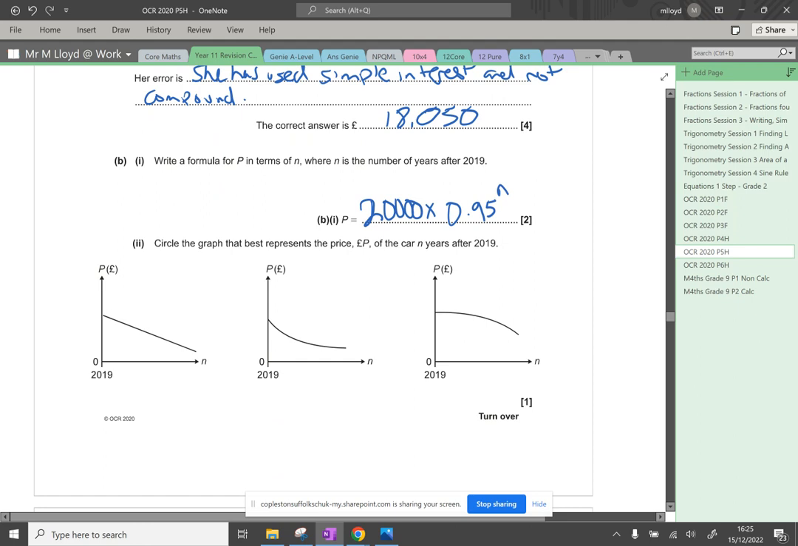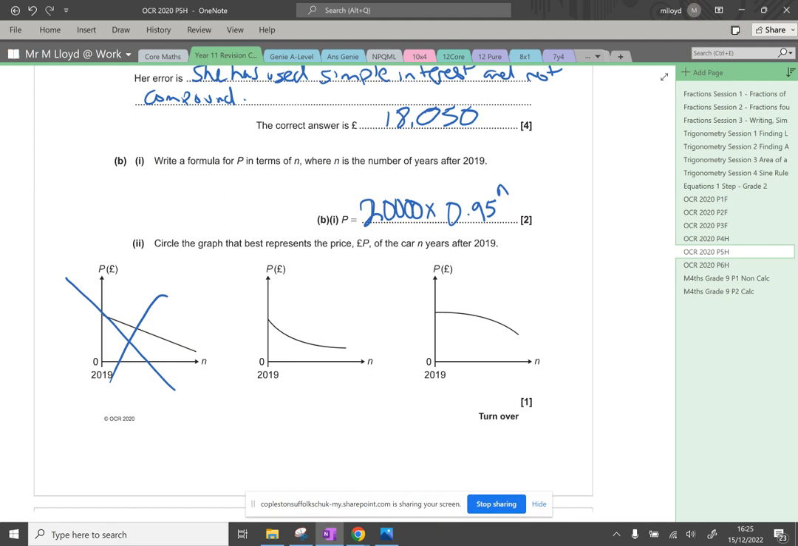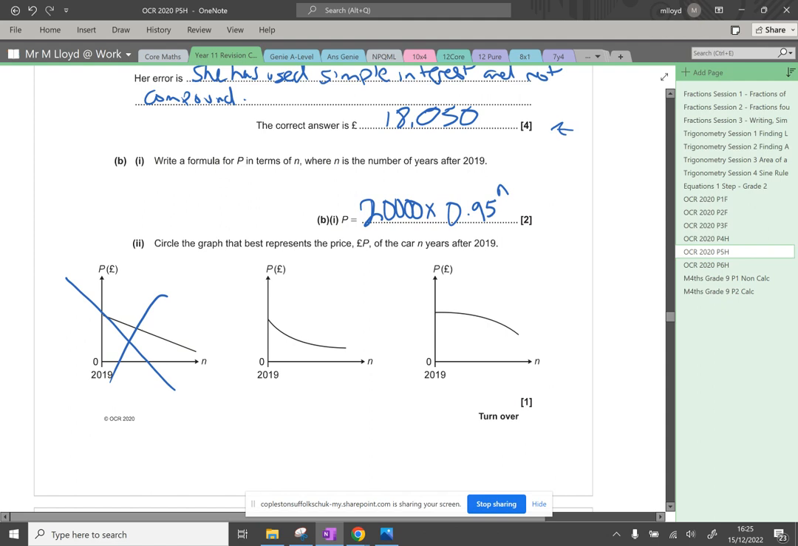Circle the graph that best represents the price. So as time goes, it's not linear at all, but as time goes on, the price will drop by less and less, because that 5% value is going to be a higher value than on the simple interest rate, which would be that one there. If you get the first bit wrong, you're going to get that bit wrong. So it's this one here that's going to show that steady decrease.